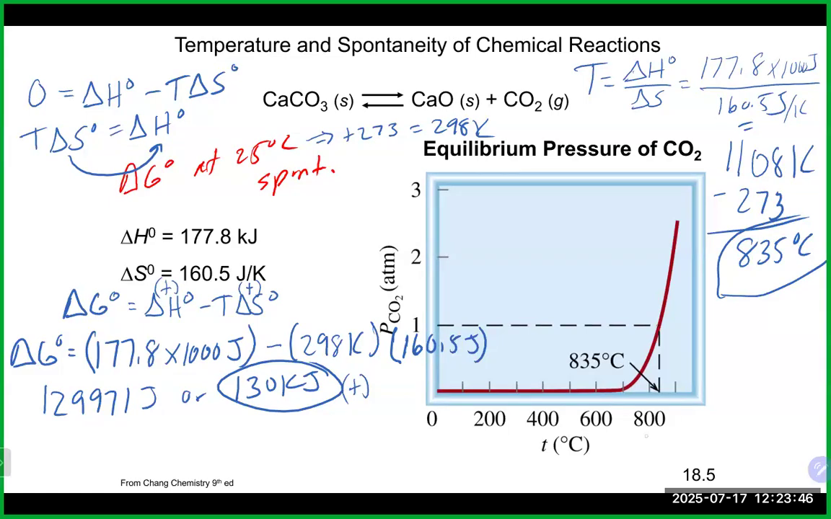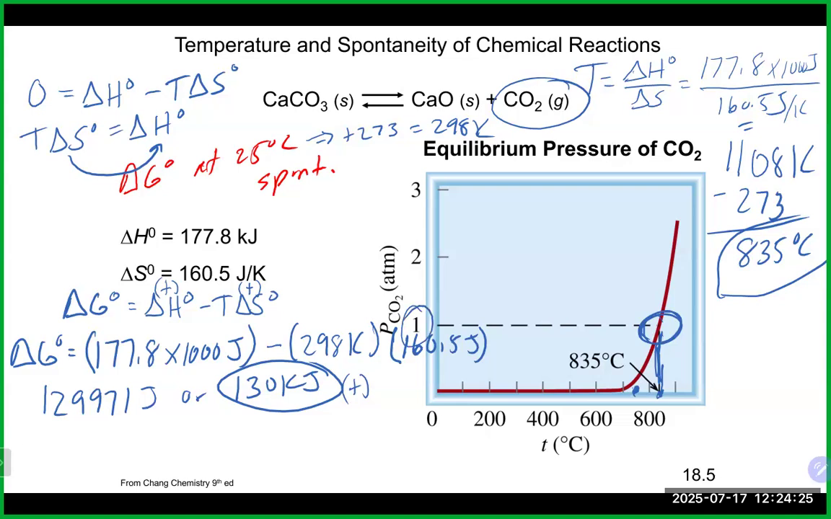This is a graph of the equilibrium pressure of CO2. CO2 is a product here, and the only way we could get pressure associated with it is if we produce product. And you can see we do get to 835 degrees Celsius, and that's where our graph kind of comes out and starts to rise. It actually starts rising a little bit before that, but it doesn't reach standard pressure, which is 1 atmosphere, until about 835 degrees Celsius in this case.